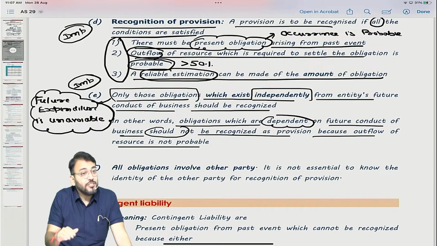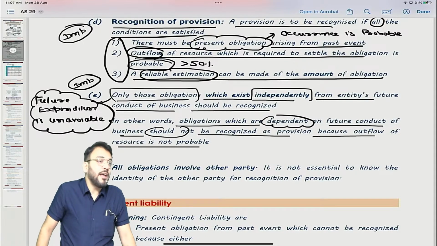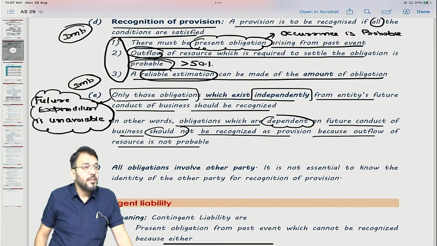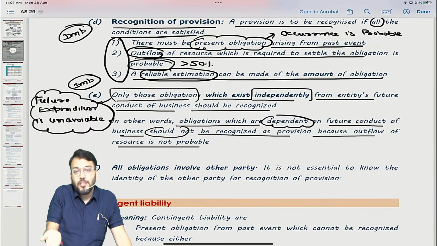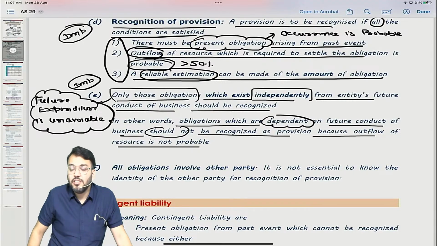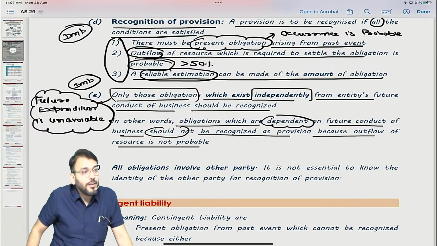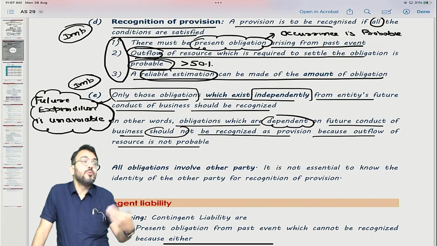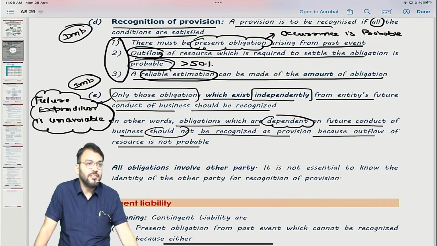So if expenditure is unavoidable, it means we do not have any option but to settle the obligation. Unavoidable means what? We need to recognize a provision, meaning outflow is probable. Outflow is probable. Understood? Correct?